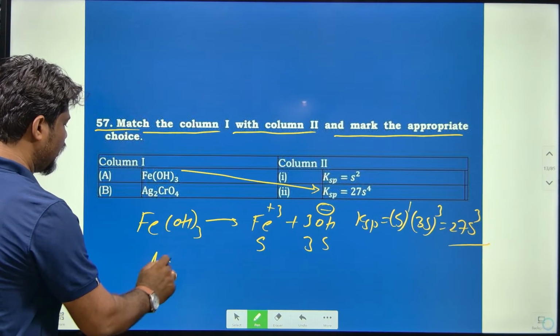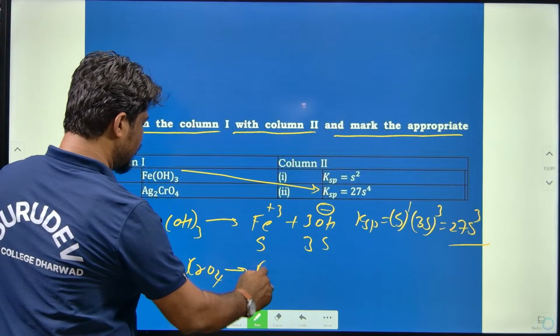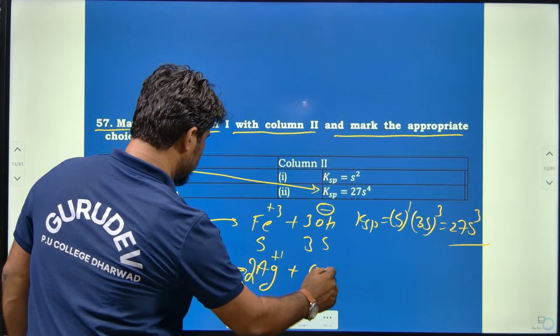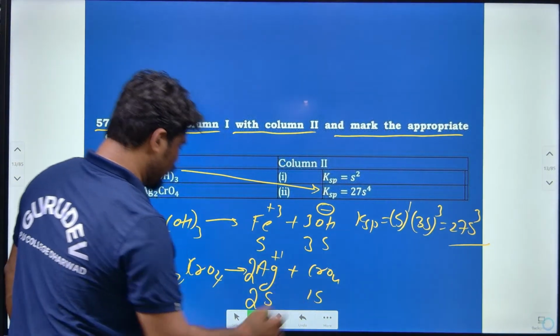Next, I will go for Ag2CrO4. When this molecule dissociates, it forms 2Ag plus along with CrO4 2 minus. Here the solubility is 2S and here there is 1S.